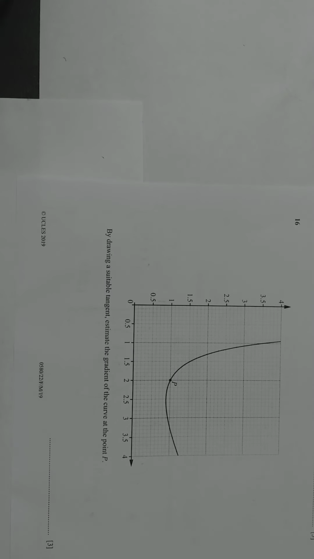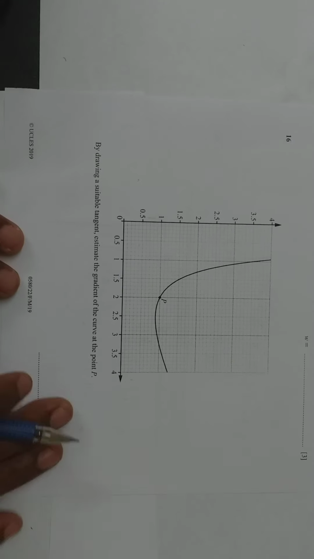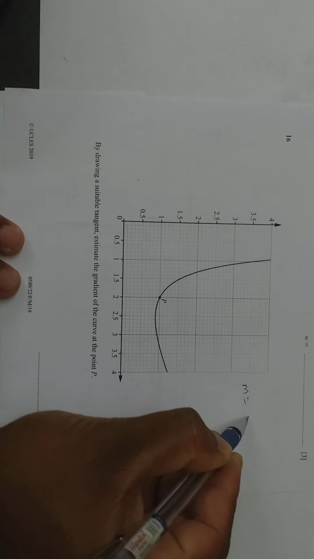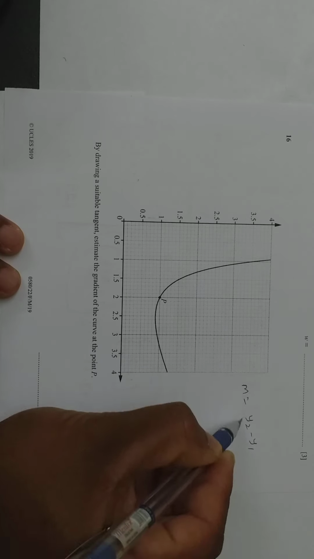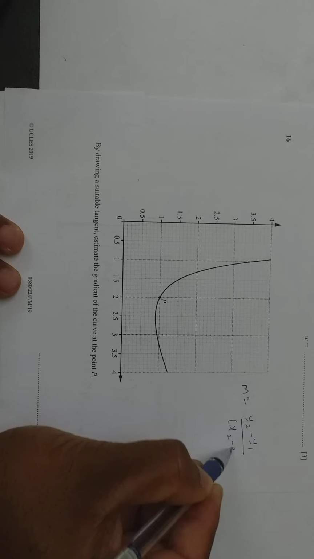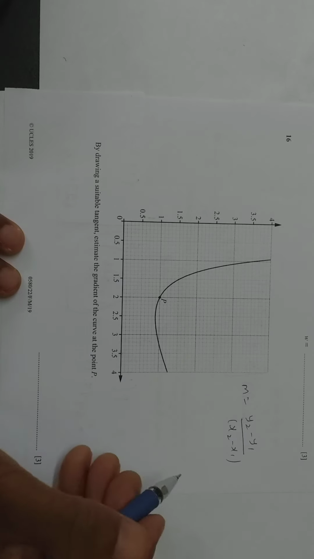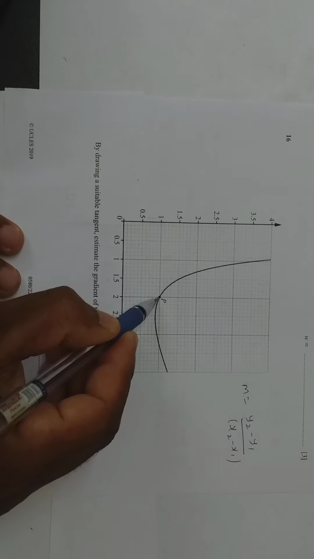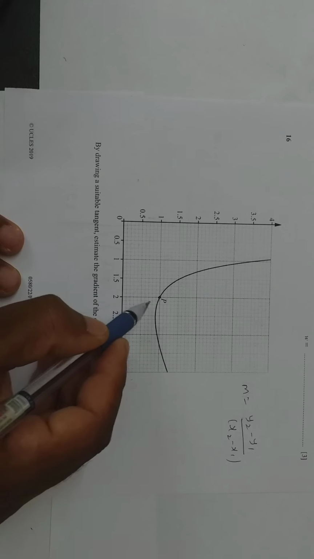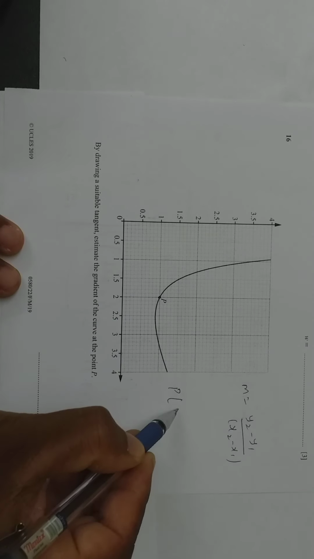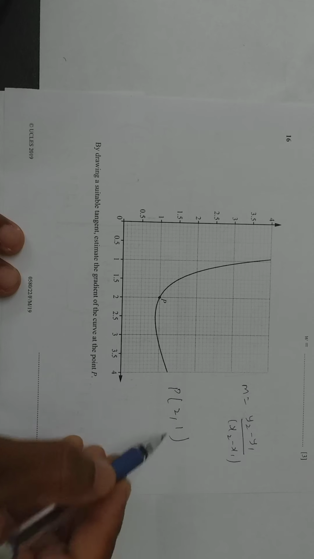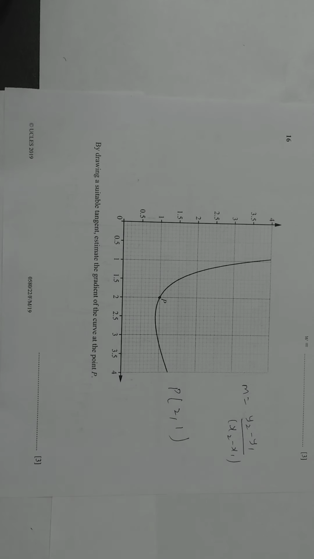By drawing a suitable tangent, estimate the gradient of the curve at the point P. So what is the gradient formula? Gradient formula equal to y2 minus y1 by x2 minus x1. You need 2 points for it. One of the points you take to be P itself. What are the coordinates of P? 2 and 1. The other point you need to take on the tangent. So let us draw the tangent.